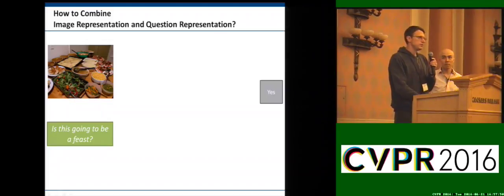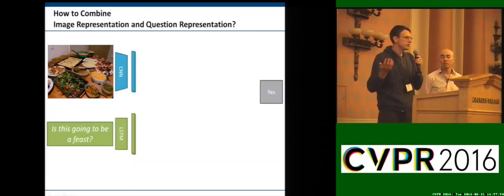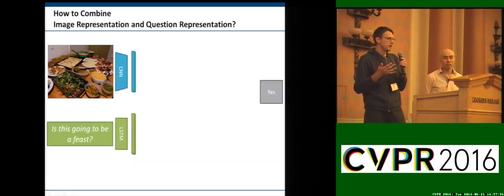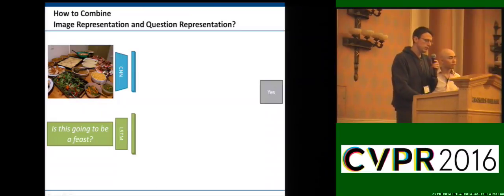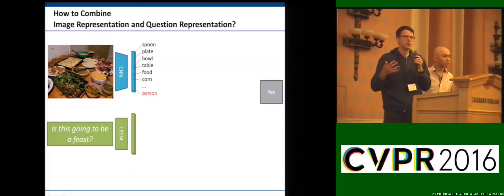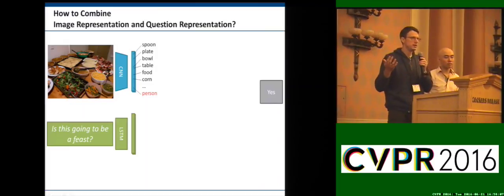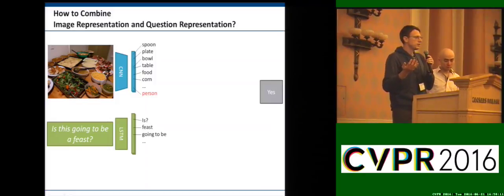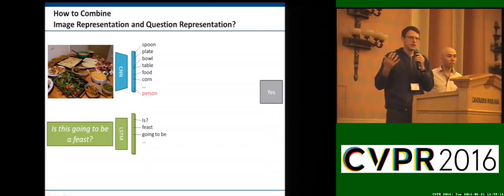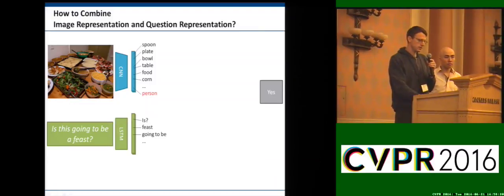And well, if we use our favorite CNN for the image and an LSTM or any other recurrent network for the question, we get some kind of semantic representation which hopefully has the most important elements of the question represented, such as spoon, plate, and so on for the image, and is there and feast and so on for the question.